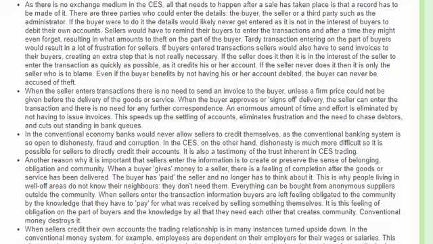This is why people living in well-off areas don't know their neighbors. They don't need them. Everything can be bought from anonymous suppliers outside the community. When sellers enter the transaction information, buyers are left feeling obligated to the community by the knowledge that they have to pay for what was received by selling something themselves. It's this feeling of obligation on the part of buyers and the knowledge by all that they need each other that creates community. Conventional money destroys it.